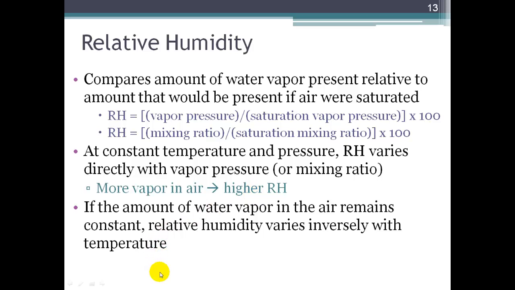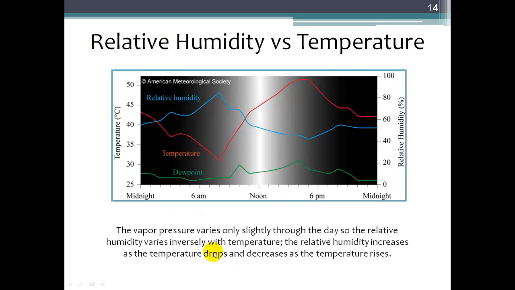However, it's not possible to hold temperature and pressure constant in the atmosphere. So if the amount of water vapor in the air remains constant, then relative humidity varies inversely with temperature. Let's look at it on a graph. This graph shows temperature in red, and you can see the temperature scale on the y-axis on the left. This is time throughout a day. And then in blue we have relative humidity as a percentage.